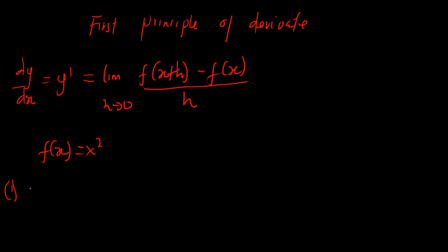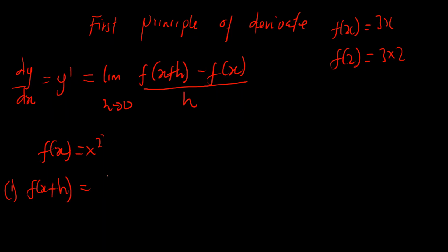Step 1, f of x plus h. Now, what this means is that we are going to put x plus h into the function. Now, if you have f of x equals 3x, if you want to find f of 2, what do you do? You put 2 into f of x. So it's going to be 3 times 2. Now we have f of x to be x squared. Now you want to find f of x plus h. What do we do? We put x plus h into the function, right?